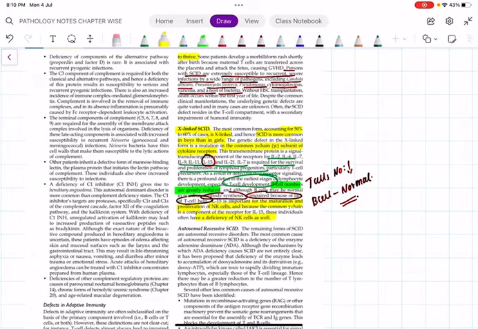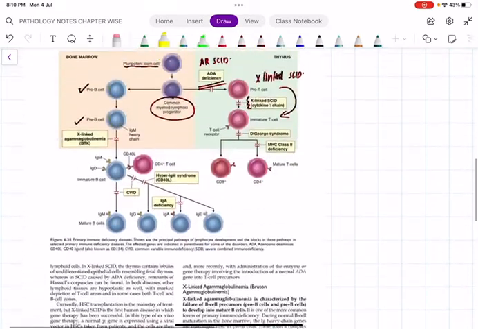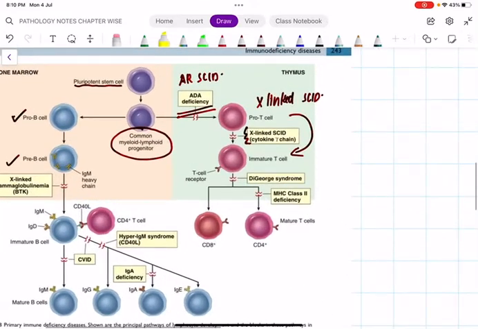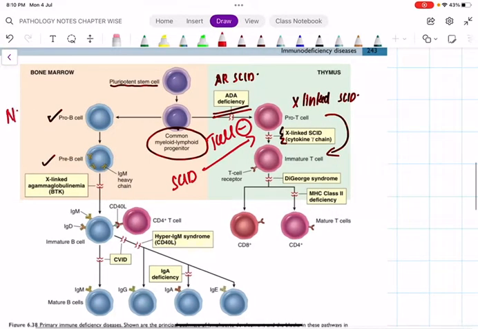SCID can be asked as a question in your general pathology, in pathology paper 1. That is why I am discussing it here. In this picture, they have mentioned all the other hyper IgM syndromes, but out of that I want to focus on SCID. When they ask what the problem is, the problem in SCID is in the T cell. T cell development is inhibited, whereas the B cell is normal. No role of SCID in B cell.